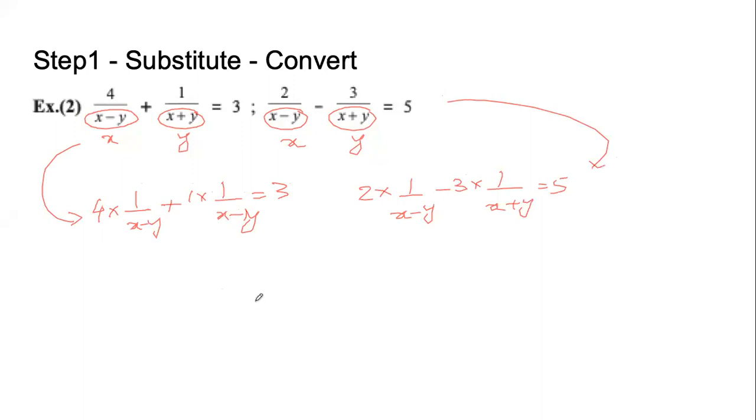Now this is clear. Now we will not say 1 by x equals to m. The difference is now we will say 1 by x minus y equals to m, and 1 by x plus y equals to n. Is it clear? Need confirmations.